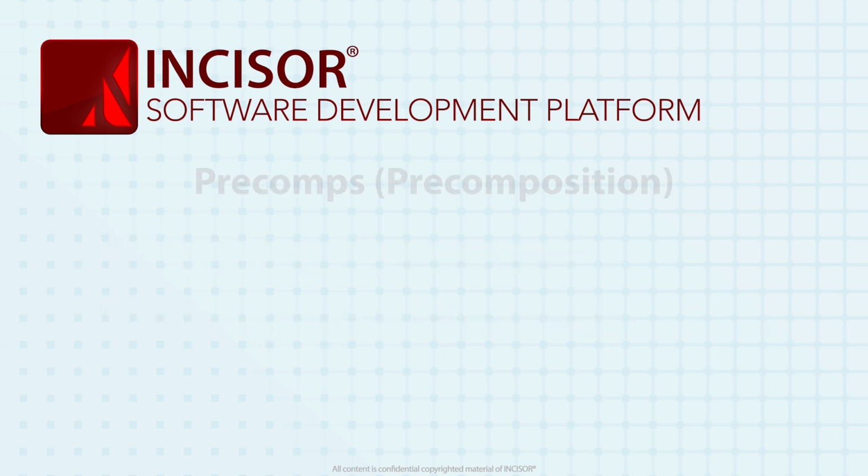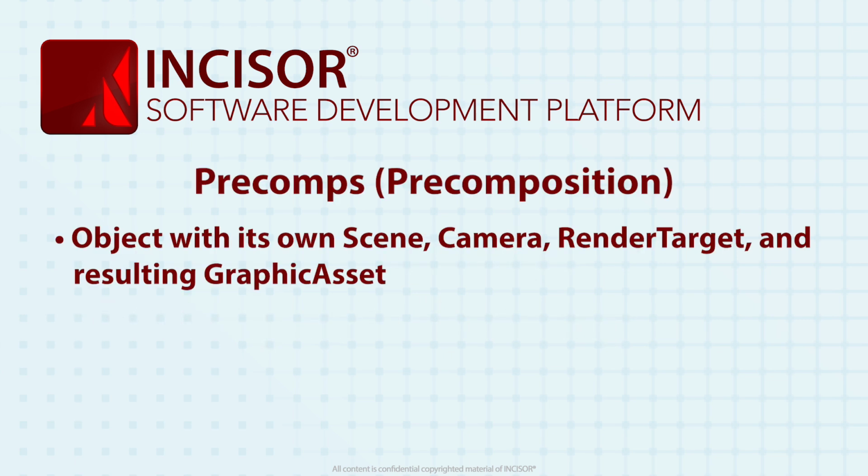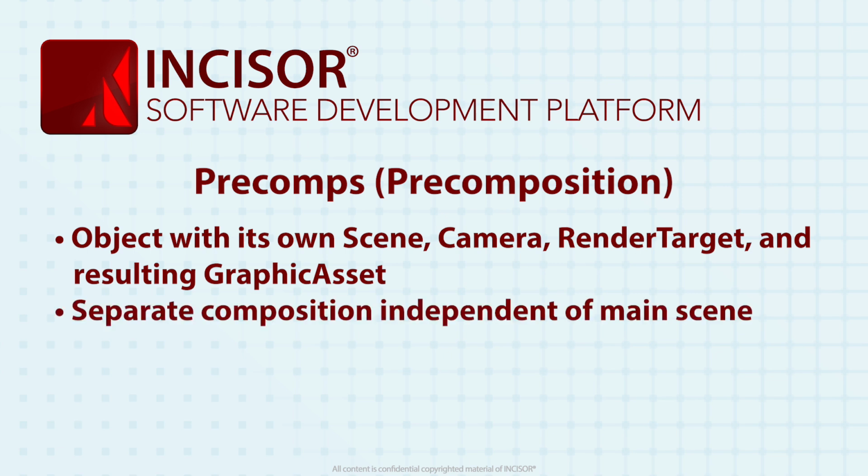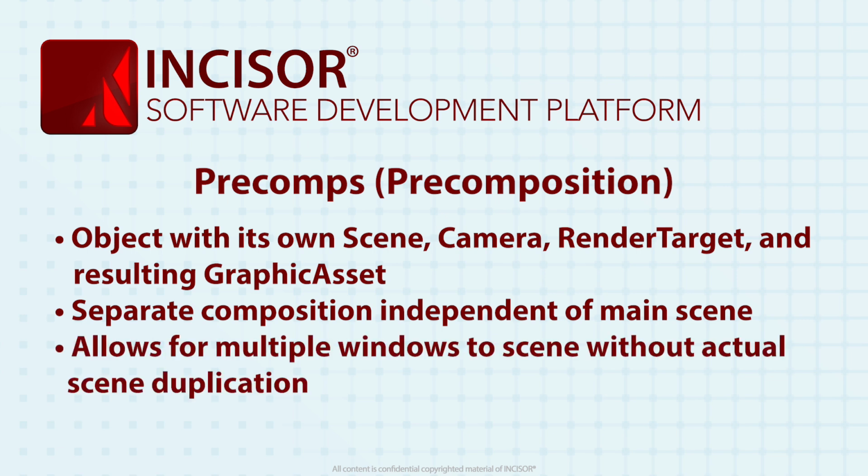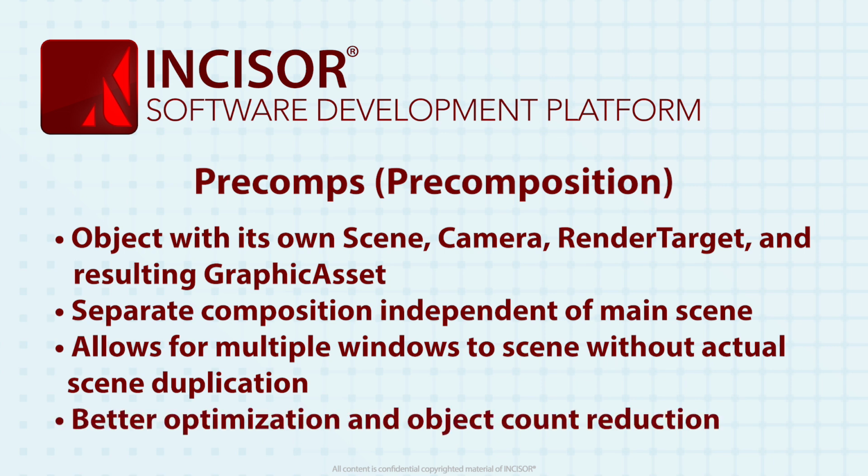Precomp is short for precomposition and is an object with its own scene, camera, render target, and resulting graphic asset. We can think of a precomp as a separate composition running independent of our main scene. By making graphic objects using the precomp, we can instantiate multiple windows to this independent precomposed scene without duplicating the scene itself. This is very useful for optimization because it allows us to visualize something many times over without actually duplicating all of the elements associated with it. This can greatly reduce the object count of our project.